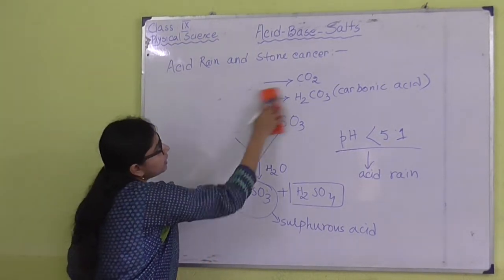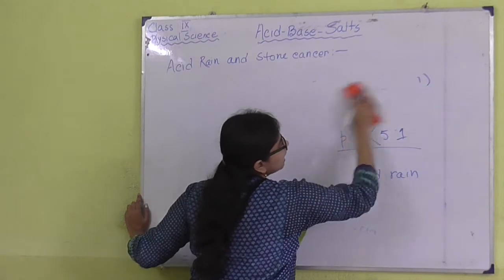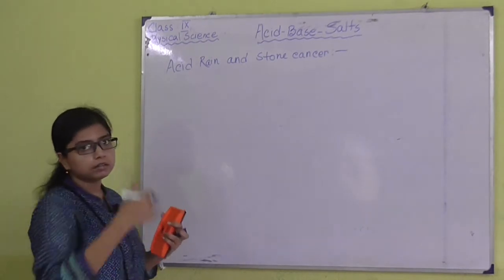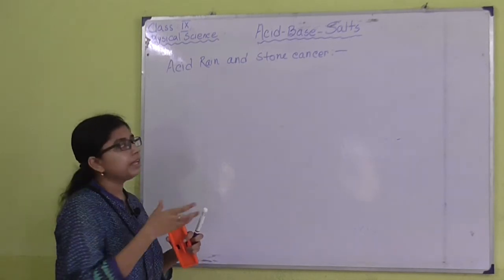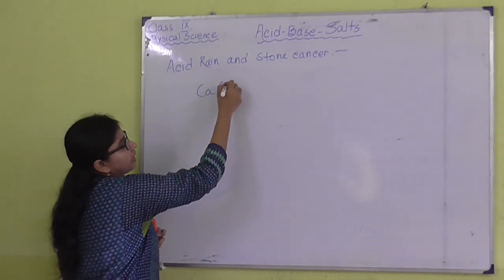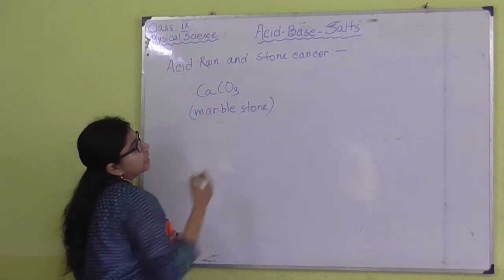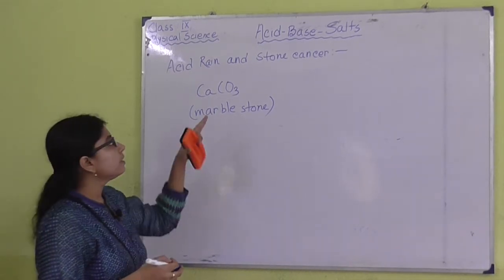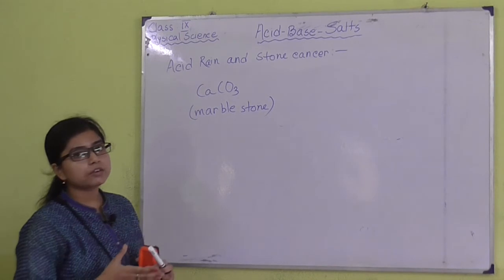Now, the related consequence we have to study here is stone cancer. Stone cancer means when this acid rain comes to the earth, it reacts with monuments like the Taj Mahal, which is actually made up of calcium carbonate, that is marble stone. The chemical name of marble stone is calcium carbonate, and if acids react with marble stone, they produce a calcium salt, carbon dioxide and water.